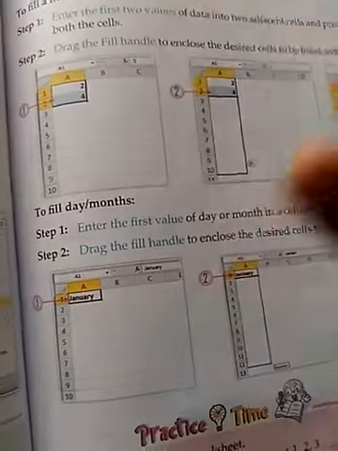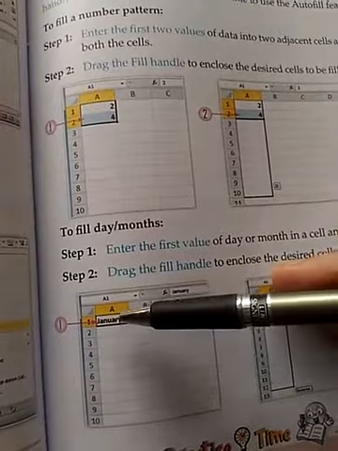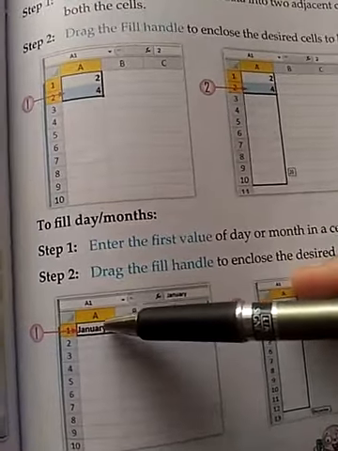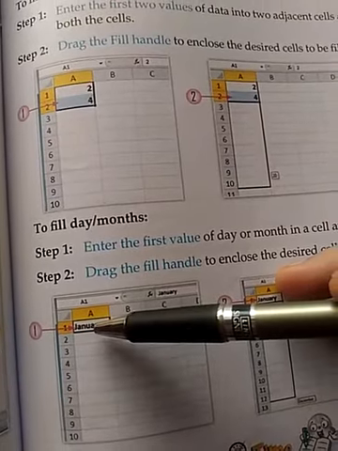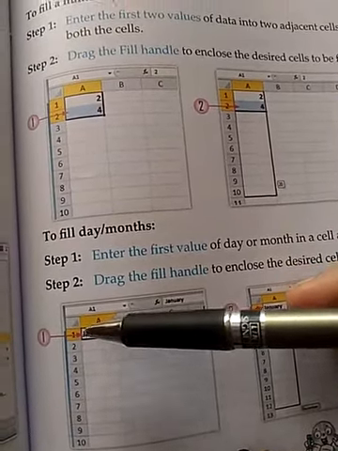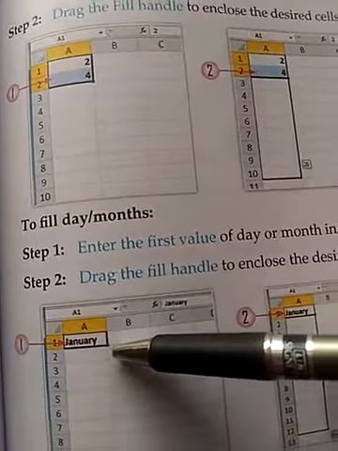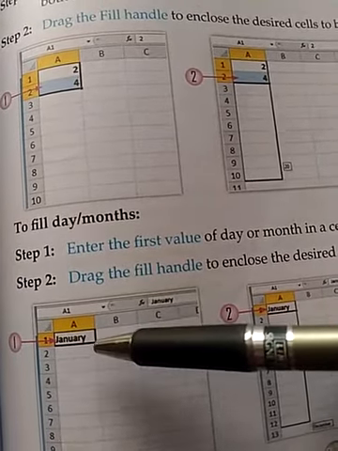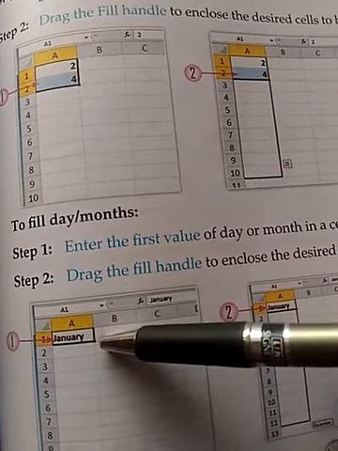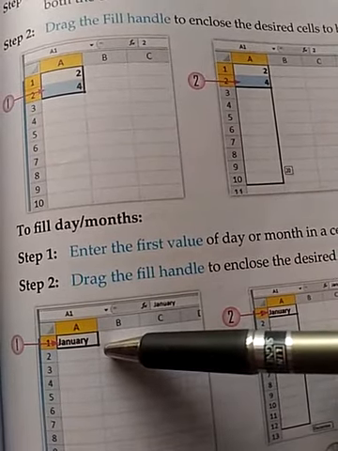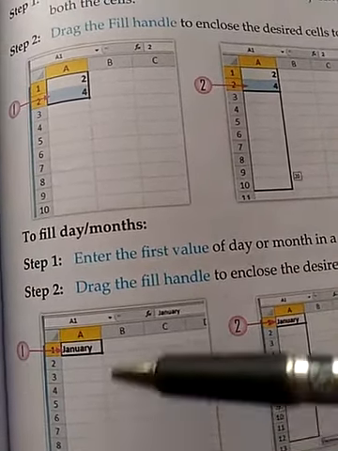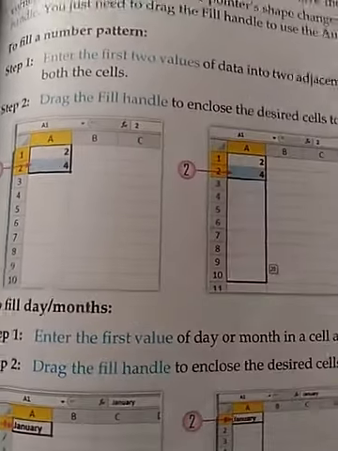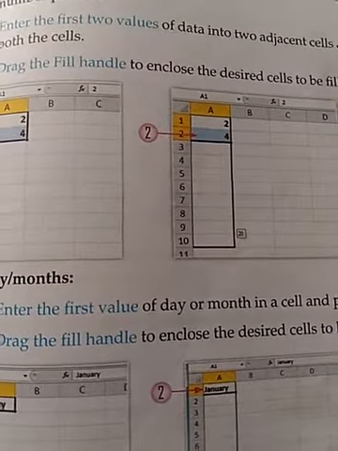In the same way, if we want to fill the cells with the names of the months, if you want to start from January, write January here. If you want to start from October, write October. Simply place your mouse cursor over this corner. Your mouse cursor will become plus in shape. After that, hold that mouse cursor and drag it. The plus shape cursor is known as the fill handle.